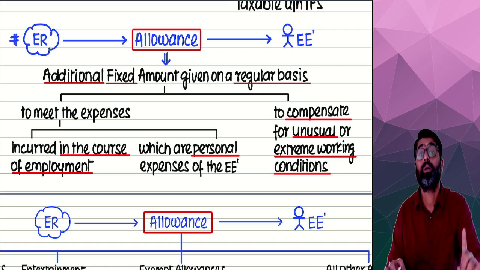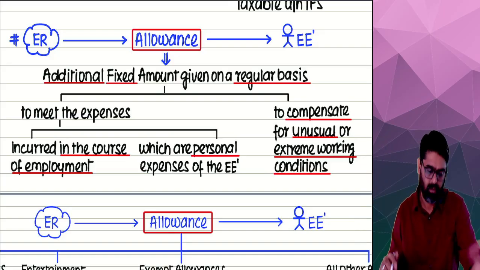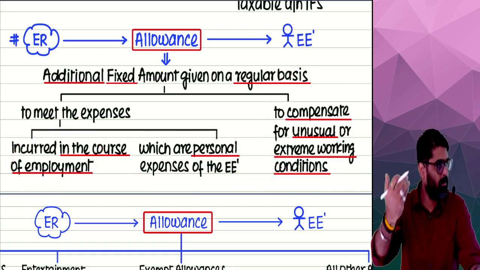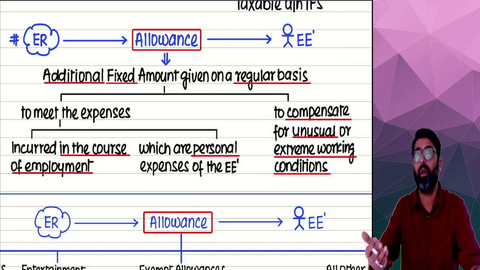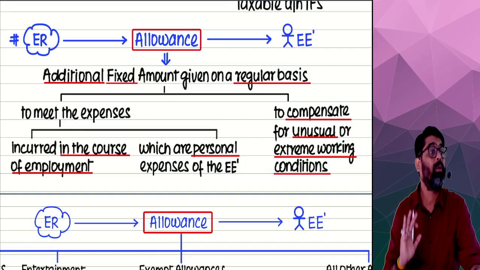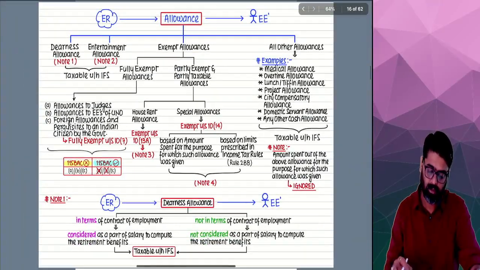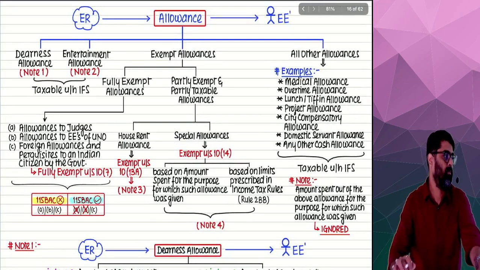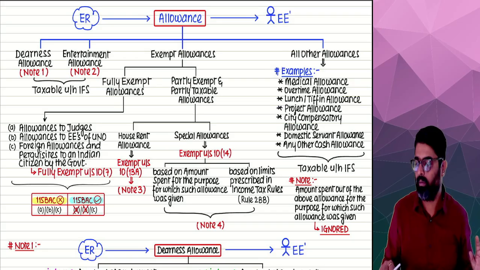Now you have to learn the tax treatment. If any allowance is given by the employer, it can be for this purpose, or this purpose, or this purpose. For any purpose, the employer is giving you an allowance, a fixed amount regularly in addition to salary. What will be the tax treatment? What did I say? All the allowances are fully taxable. Any allowance the employer gives you will be fully taxable.